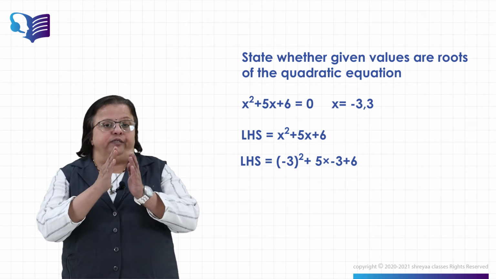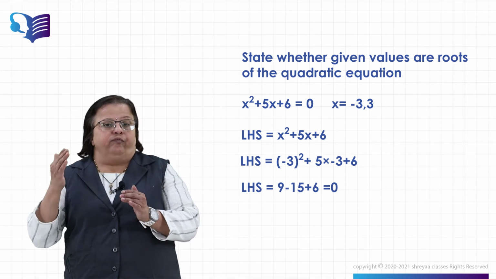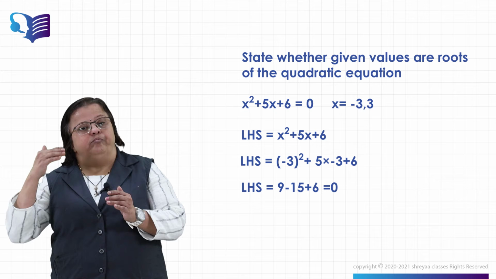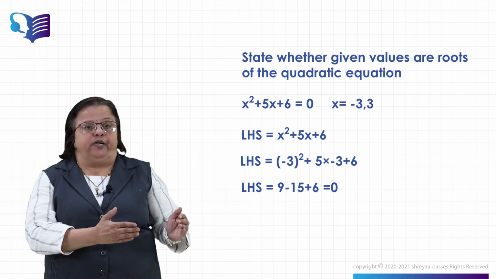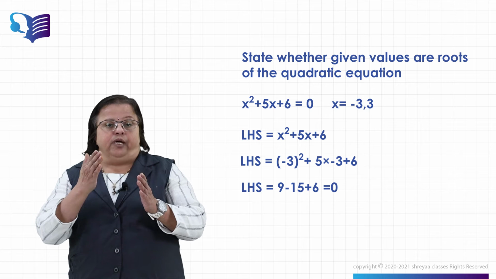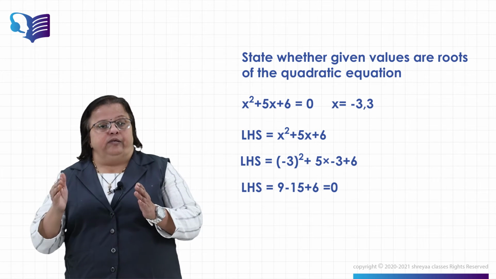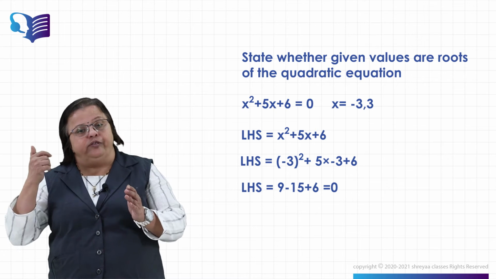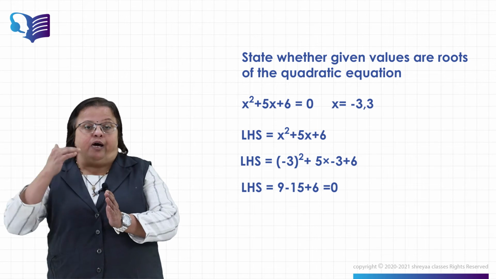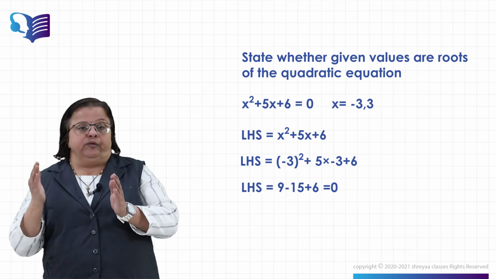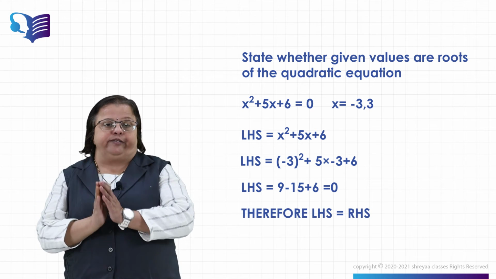So the left hand side is equal to: -3 squared is what? 9. 5 multiplied by -3 is what? -15, plus 6. So the left hand side is equal to 9 - 15, which is -6, plus 6. So -6 + 6 is what? 0. Yes. Therefore LHS is equal to 0. But our RHS is also 0. Therefore we conclude that LHS is equal to RHS.